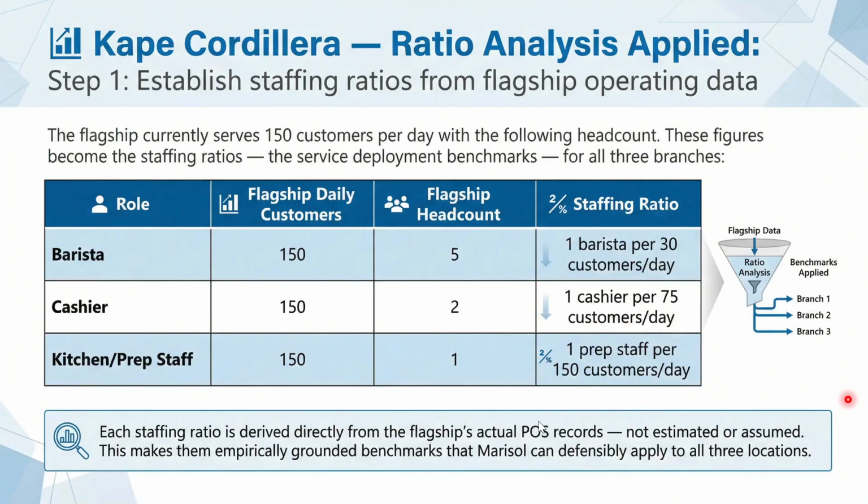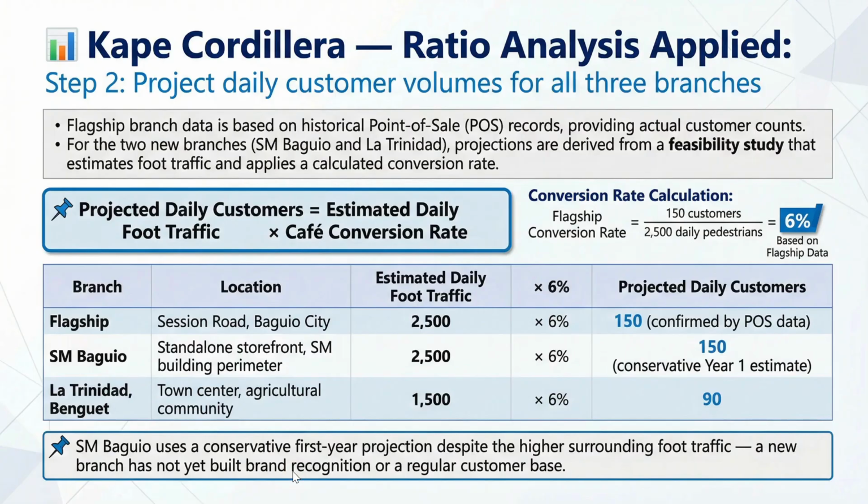Okay, so this flagship ratio can become now our service deployment benchmark that will be applied to branch 1, branch 2, and branch 3 doon sa target natin na branches in 2027. So that's step 1, establishing staffing ratio based on the operating data of our flagship branch. Step 2 will now be projecting the daily customer volumes for all 3 branches. Okay, so now Marisol must project how many customer each branch will serve daily.